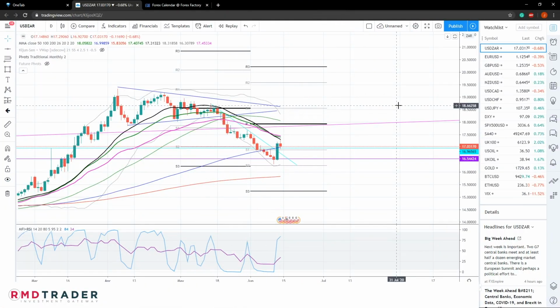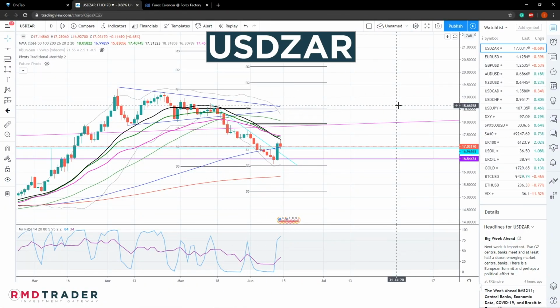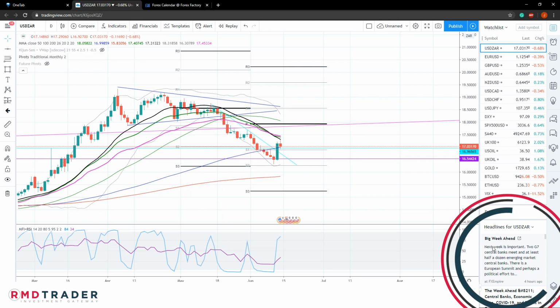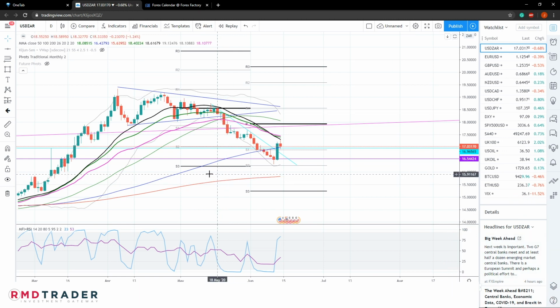Welcome back, and starting with the US dollar to the South African Rand. Just before I start, I'd like to make you aware that there are some important headlines ahead for the week, and I can just point it out right here on my screen. So 2 of the G7 central banks are meeting this week, and also quite a lot of emerging market central banks. So I'm pretty sure this will also have quite a volatile impact on the market. So just keep that in mind.